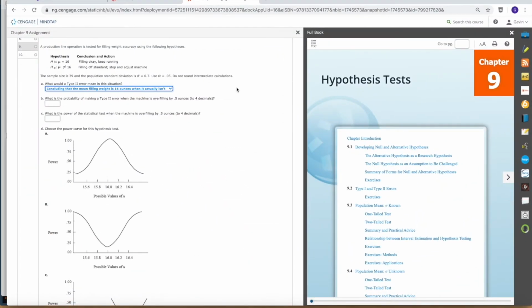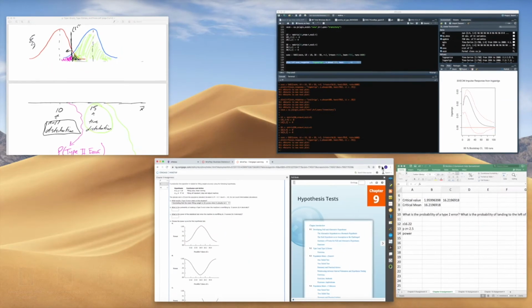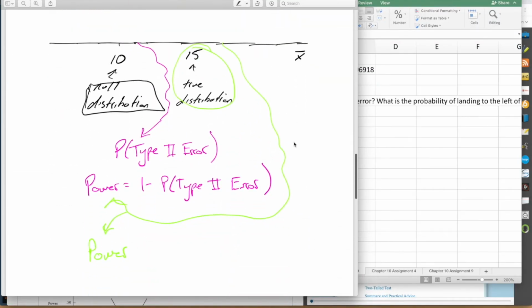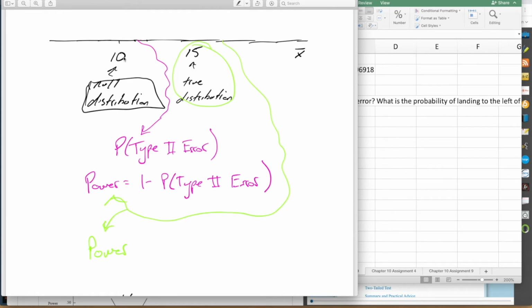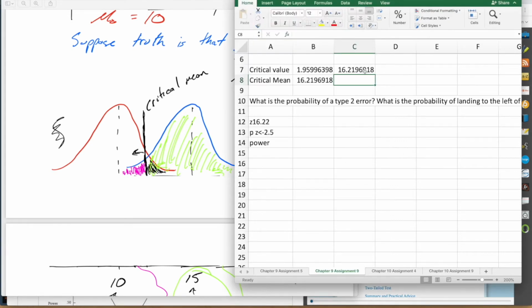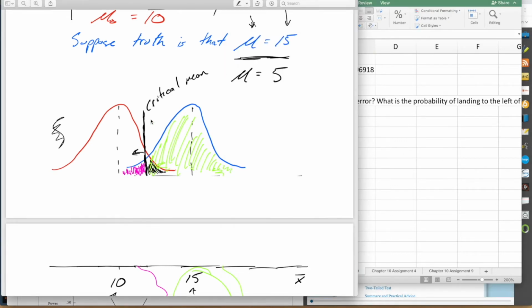So what is the probability of a type 2 error? Well, so here we're sitting in a problem just like this, but in this problem we have 16 and 16.5. And I figured out my critical mean at 16.22 right here. So the question is, so my true distribution, the blue one, is sitting over 16.5. The probability that I don't get past that critical mean is the probability I land to the left.